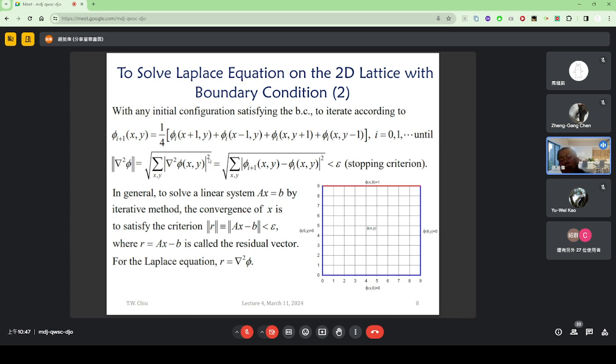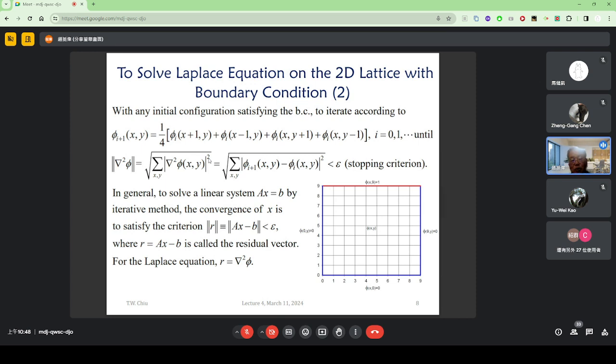So I go through every site. I go to each site and add these four labels together, and then take the average of the four labels to be the new field variable of this iteration. Going through every site is called one iteration. So I keep on doing this: one iteration, two iterations, three iterations, and so on.